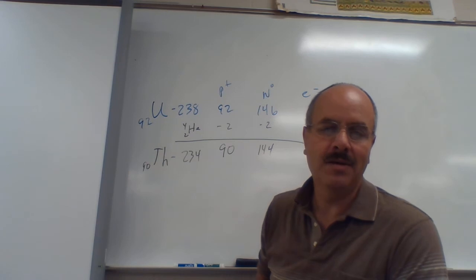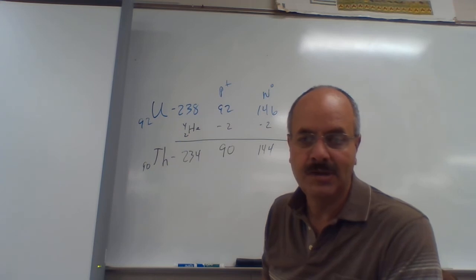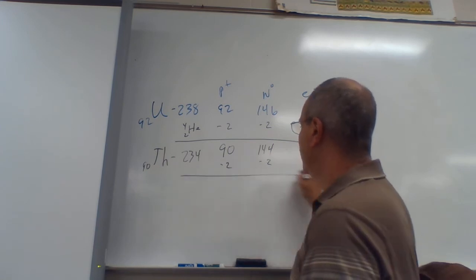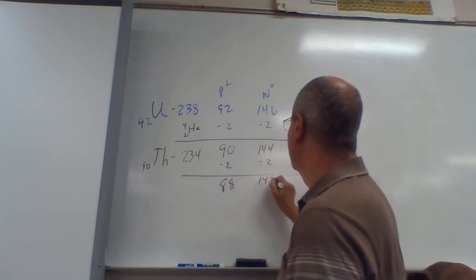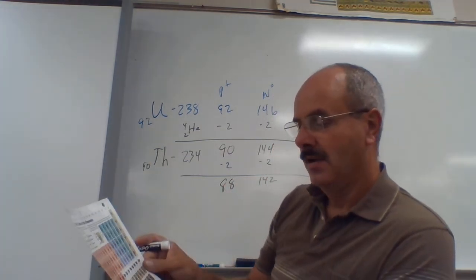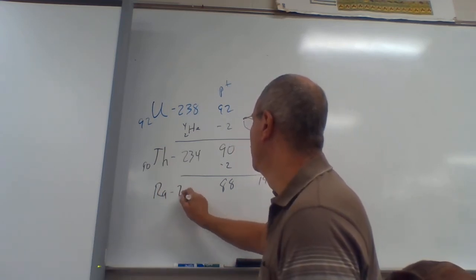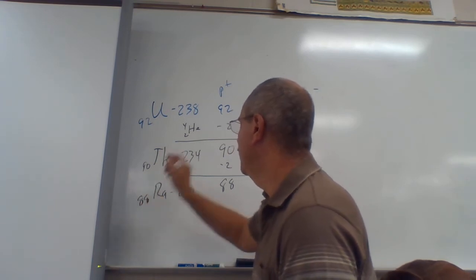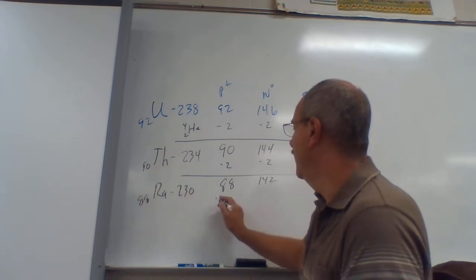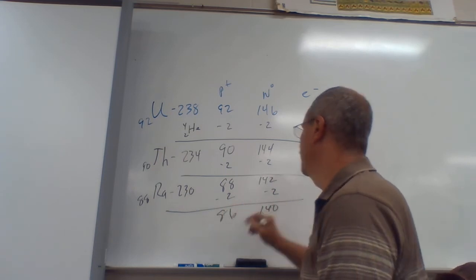Now this takes 2 million years for half of this uranium to turn into that. Now if it does it again, it takes another 2 million years, right? It does it again, so we're going to subtract 2 protons, we're going to subtract 2 neutrons, and we end up with number 88 and 142. So according to the periodic table again, we ask, what's number 88? Well, that's radium. So we go Ra, and that's 230, and that's number 88. So that's another 2 million years-ish, right? Now we'll go through another 2 million years, and we're going to subtract another helium. So we do that, we get number 86 and 140, and that's radon.